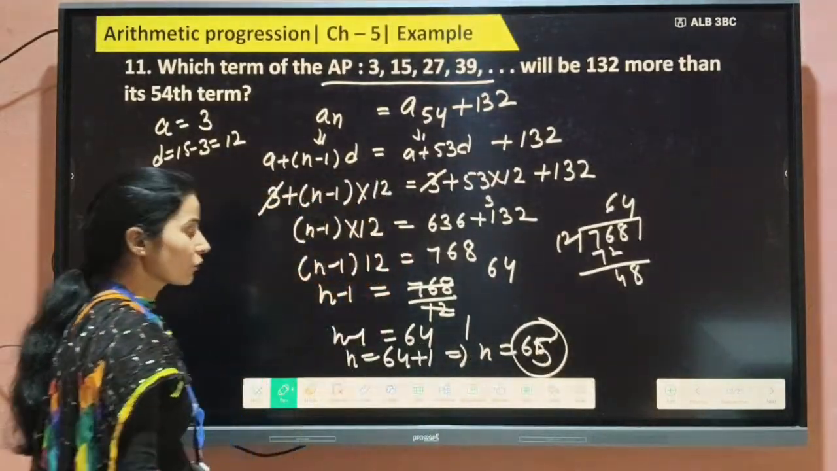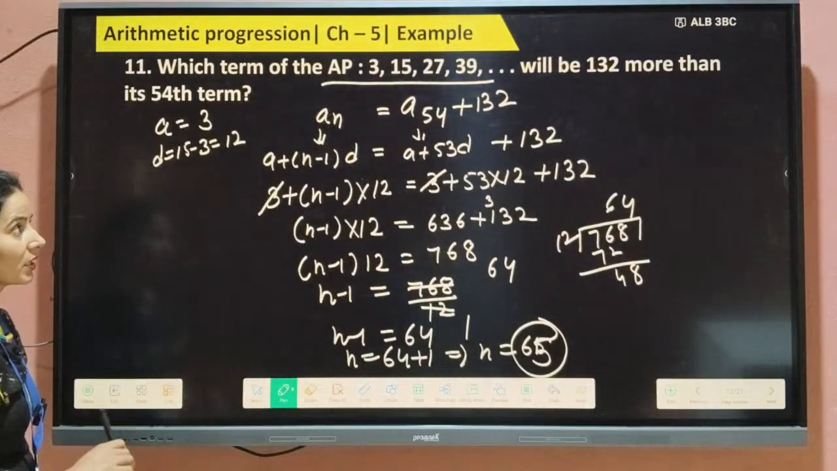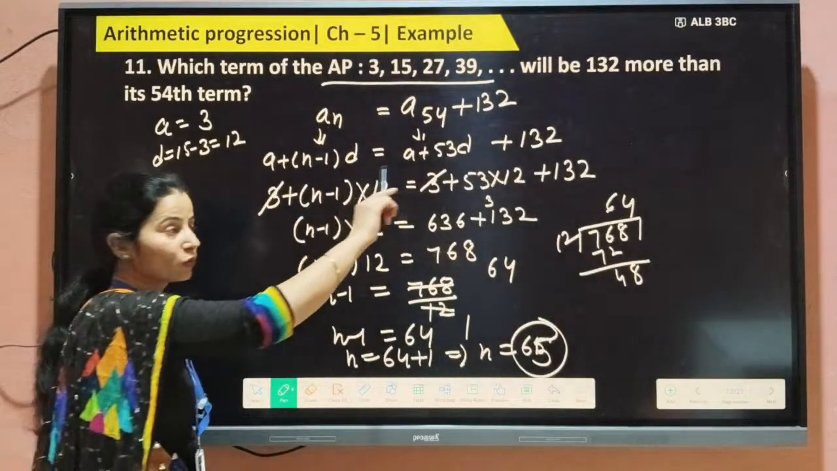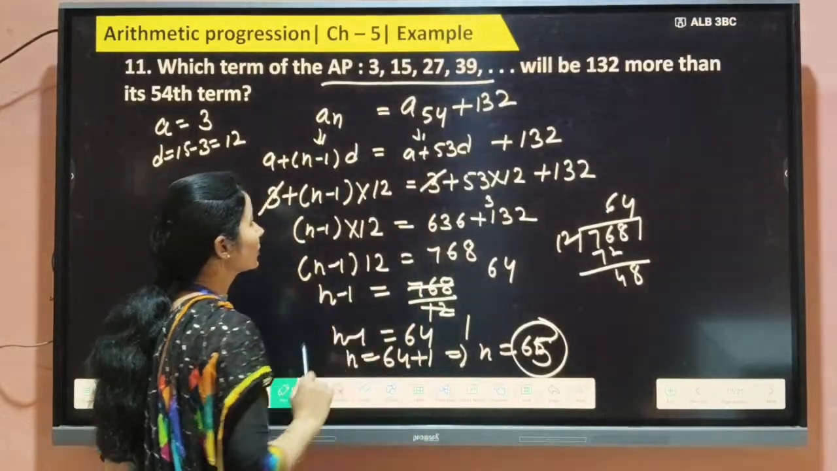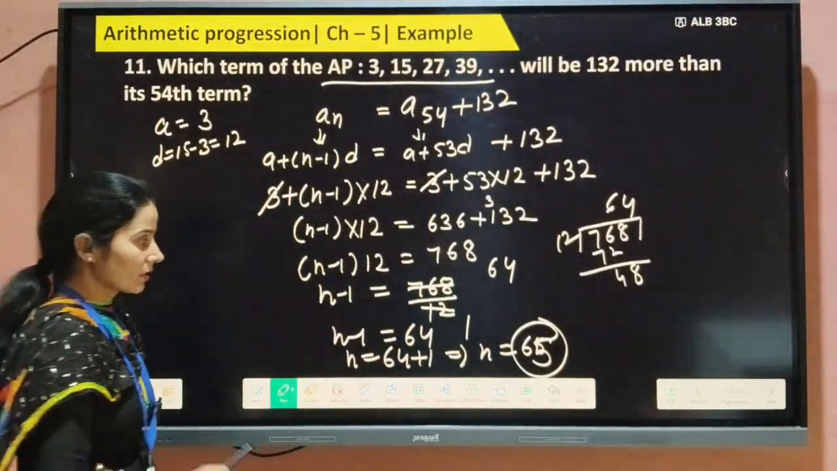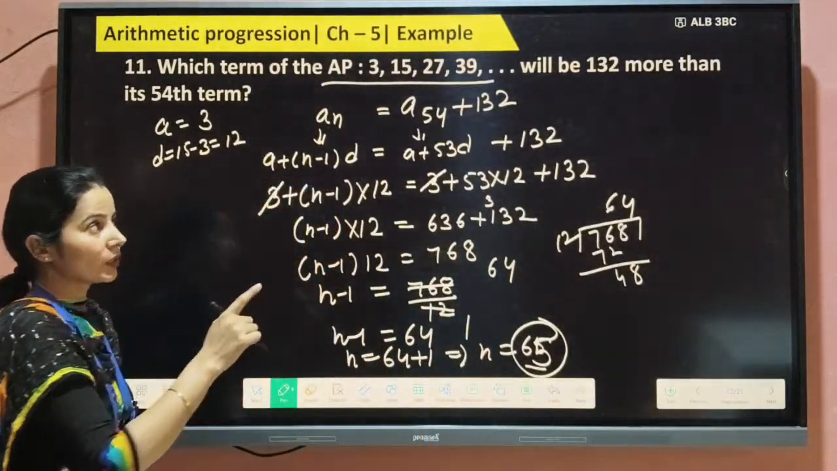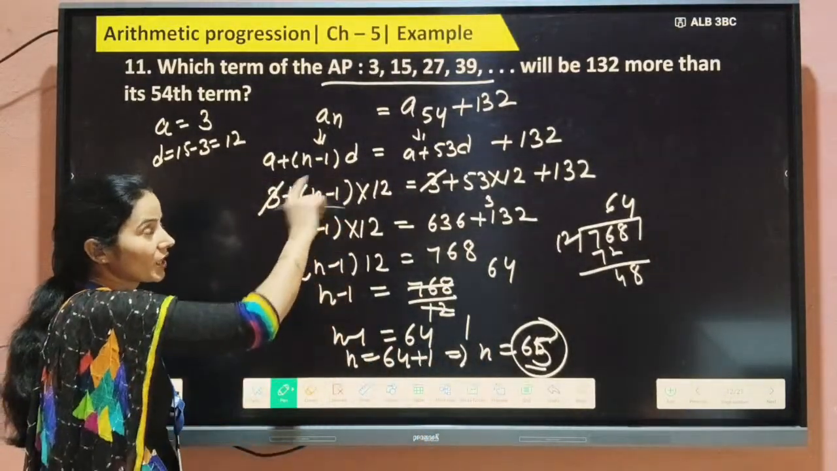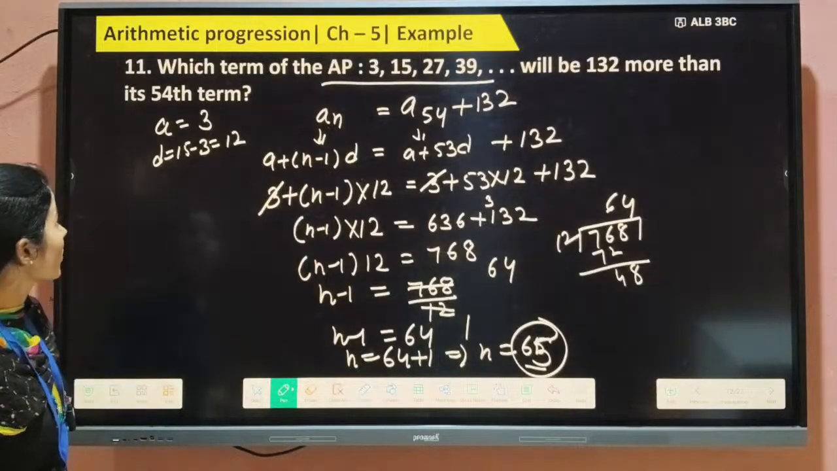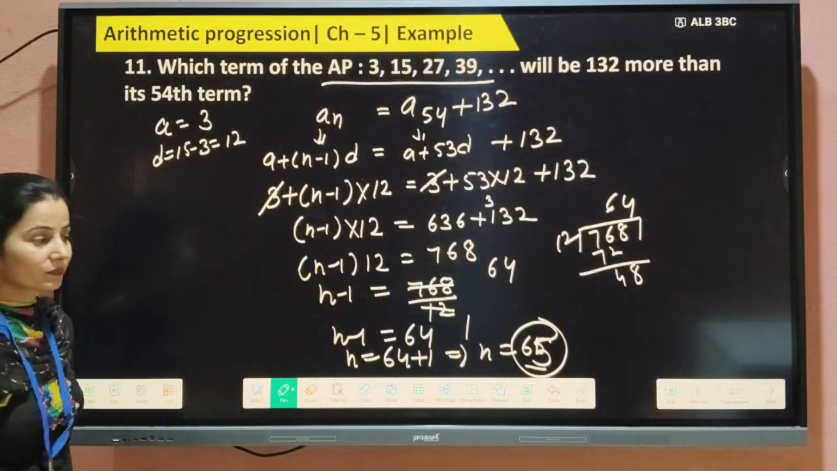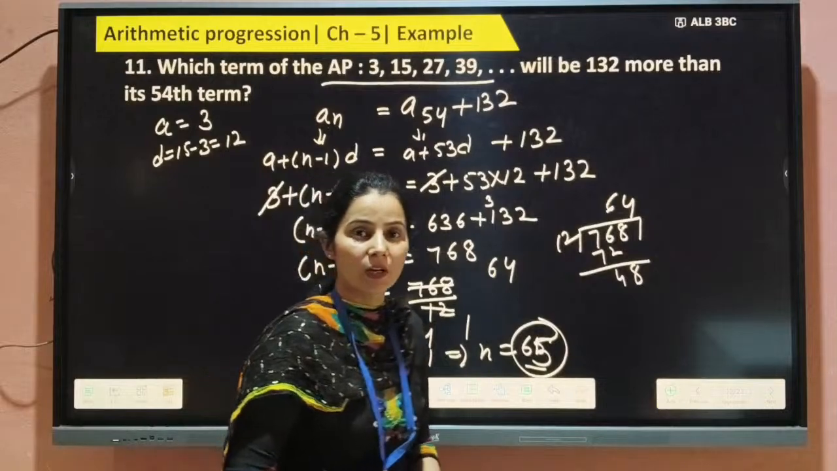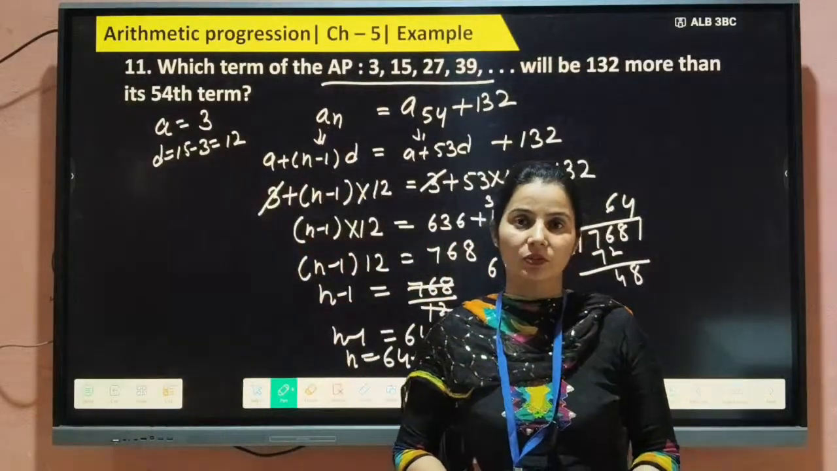So which term of this AP will be 132 more than its 54th term? I got my answer: the 65th term of this AP is 132 more than its 54th term. Question number 11 is completed. The next questions we are going to discuss in the next video. Thank you for watching.